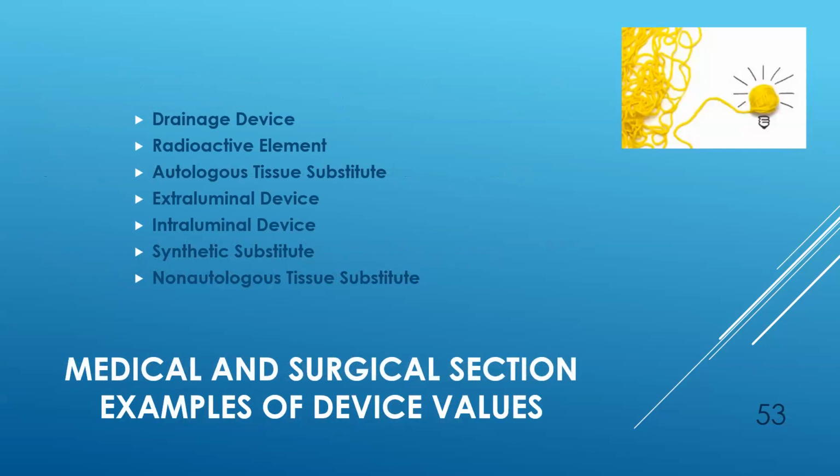So, drainage device, radioactive element, because these things will remain in and they could be removed if needed. And some of them are biological, like the autologous skin substitute, and some of them are not, like a synthetic substitute or a drainage device. Next.